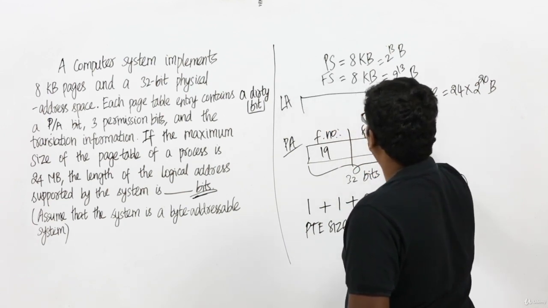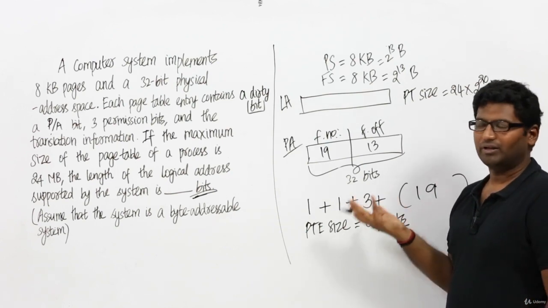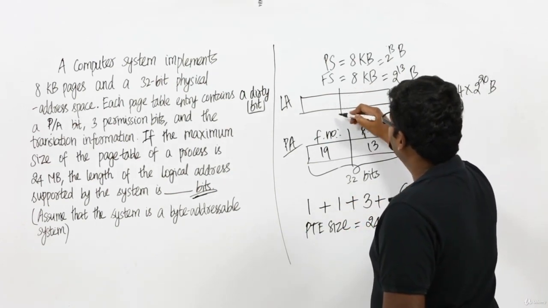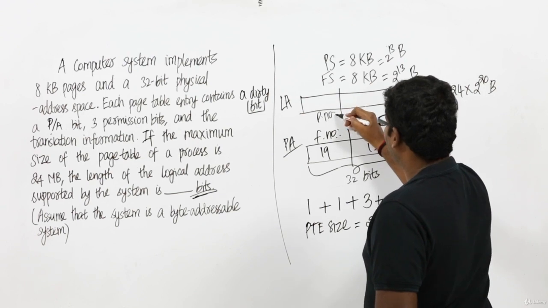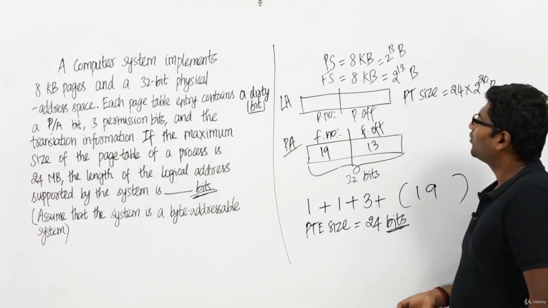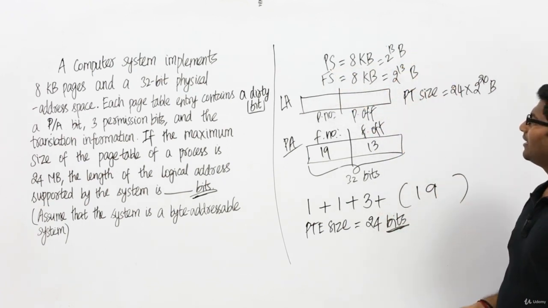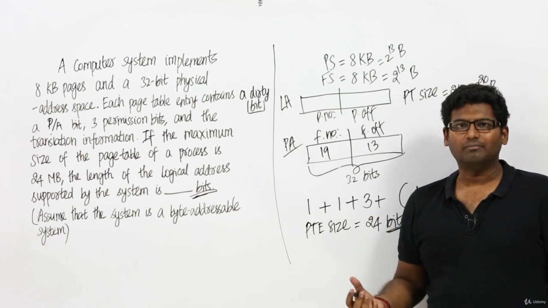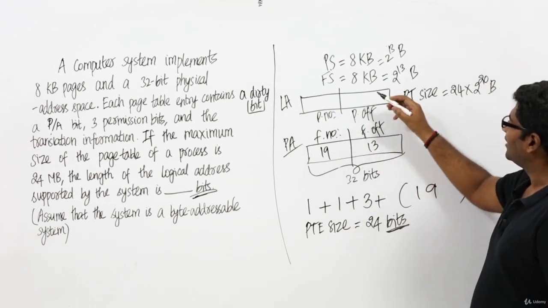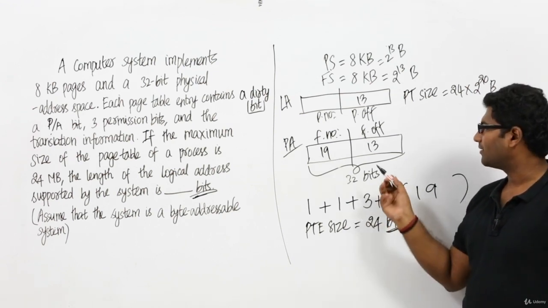Let us assume this is our logical address. Now let's write down what are the things we know in our logical address. Our logical address will have a page number field and a page offset field, right? So in case the page size equals 2 power 13 bytes and it is a byte addressable system, then our page offset field will have 13 bits. This is what we can write.